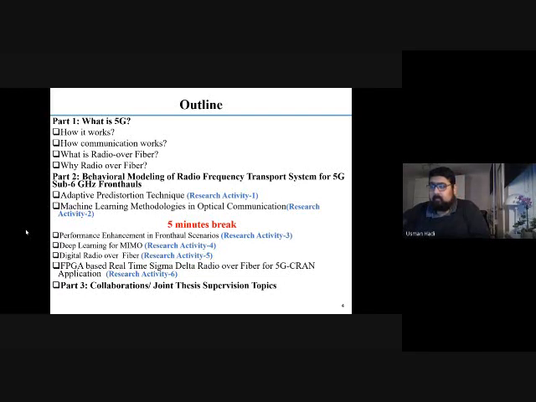Then we will talk about the topic of interest, which is the radio frequency transport using sub-6 gigahertz fronthauls. We'll talk about research activity 1 and 2, and then maybe we can have a 5 minute break, and then we can rejoin for the remaining part, which will be about deep learning for MIMO, digital communication, FPGA-based embedded systems, and finally the joint thesis supervision topics and collaborations, if we can have some understanding there.